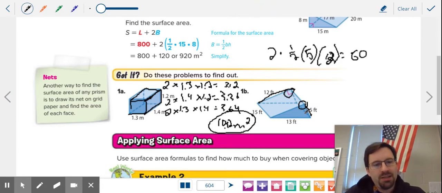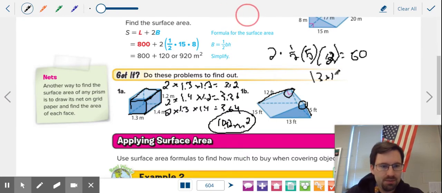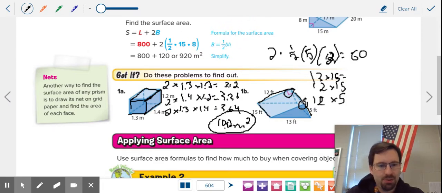Now the rectangles, find all of the possible rectangles. So on the bottom, I see 13 by 15. I see 15 by 12 on top. And then I see 5 by 12. Notice all of them have a 12 because this connecting side is part of all of the rectangles.